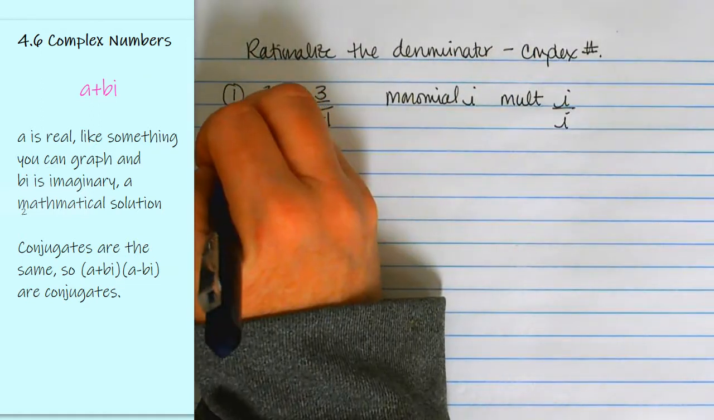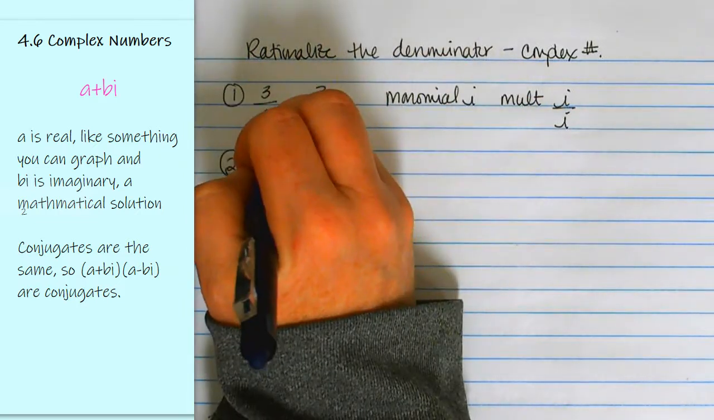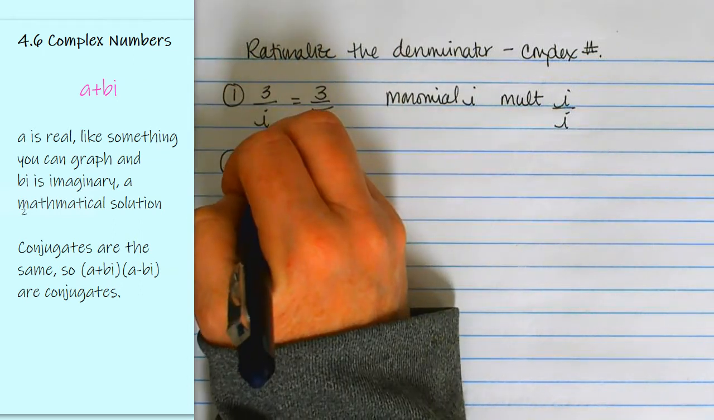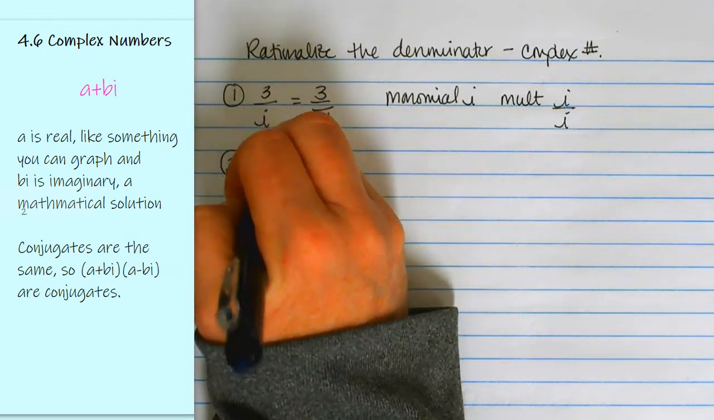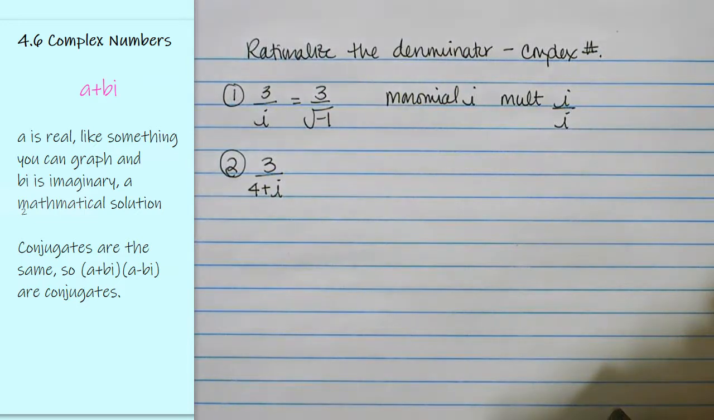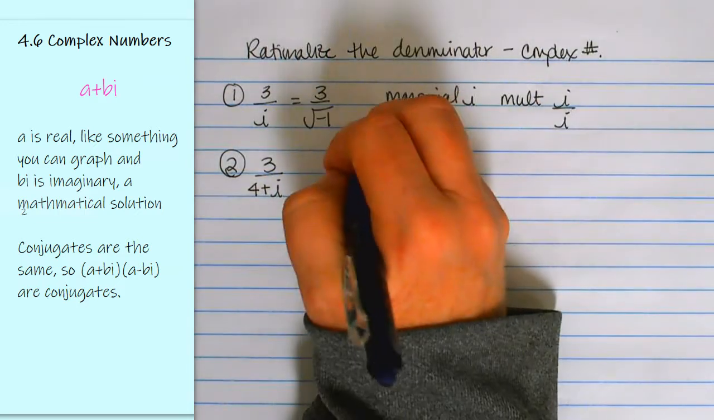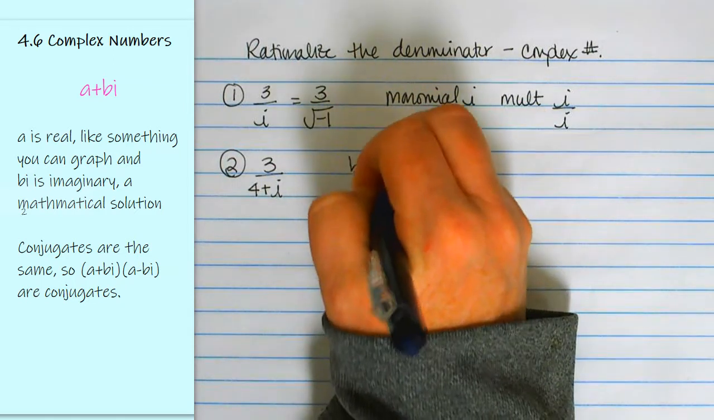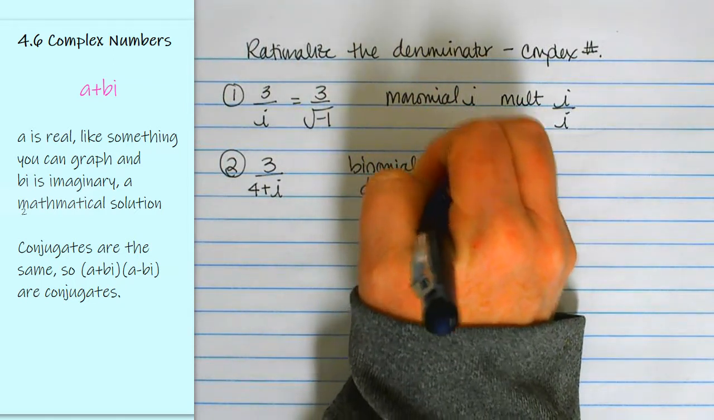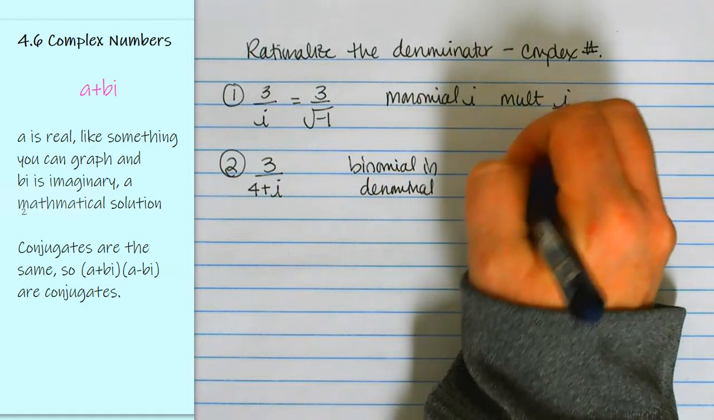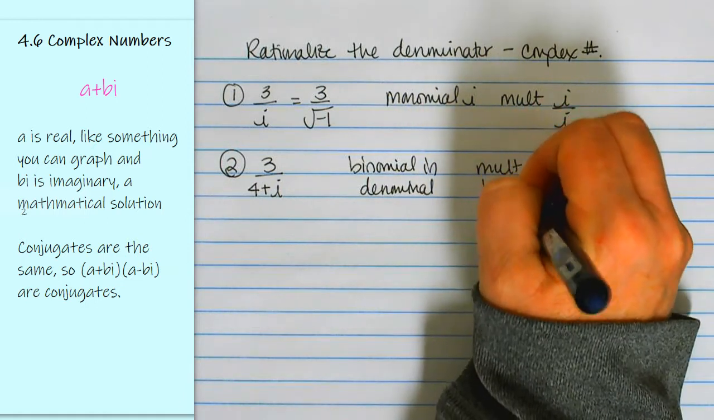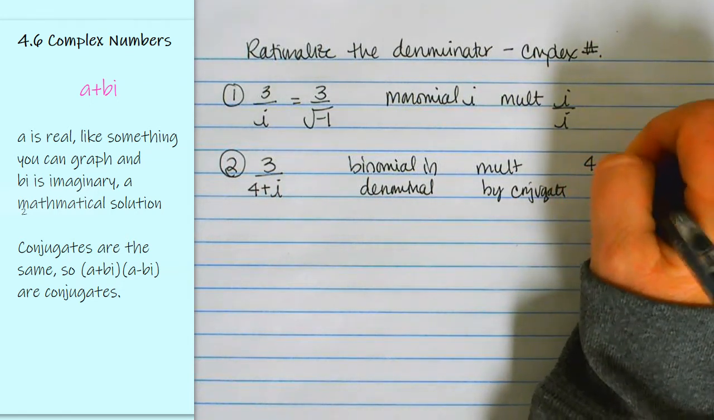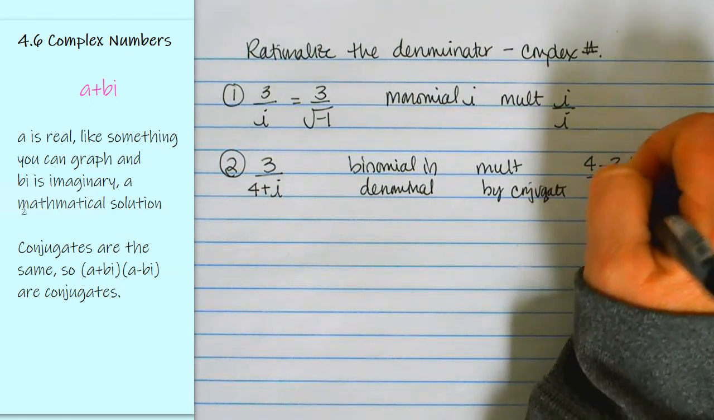Let's write out all the rules. So the second rule, and this I'm just going to write in one rule this time, is if you have a number over a binomial, so let's say we have 4 plus i, we're going to multiply by the conjugate. So this one's a binomial in the denominator. We're going to multiply by the conjugate, and that's going to be 4 minus 3i over 4 minus 3i.